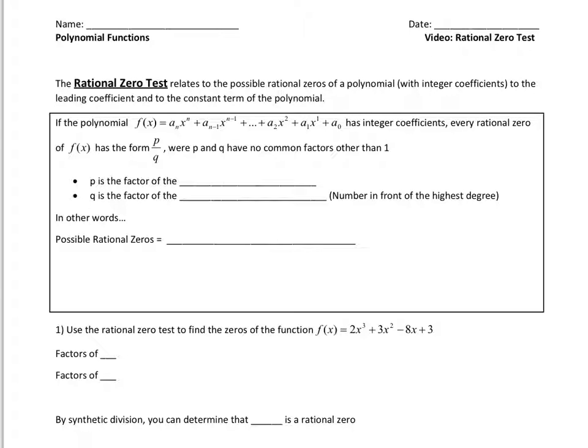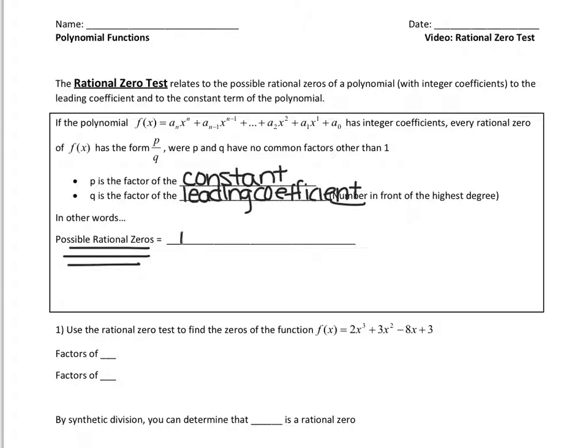So p is the factors of the constant, and q are the factors of the leading coefficient. And remember, a leading coefficient is the number in front of the highest degree. So in other words, when I want to find all of the possible rational zeros, we're going to find the factors of the constant and divide it by all the factors of the leading coefficient.